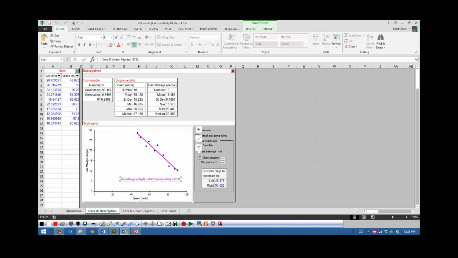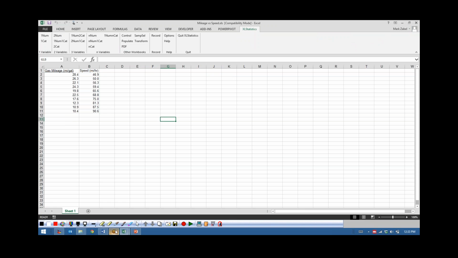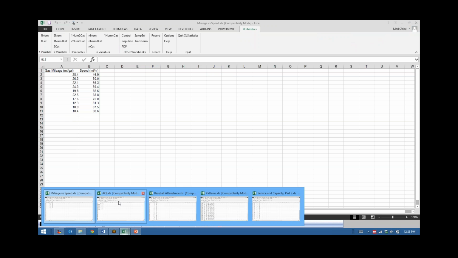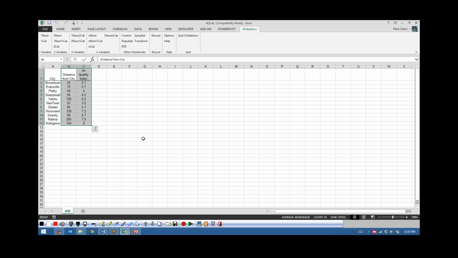You really got to know what's robust, and part of the robustness is knowing what to type in, what to predict. Okay, hopefully that was a decent enough cautionary tale to move on. Let's do our AQI example, and let's see if we can build a model for distance from city and air quality.